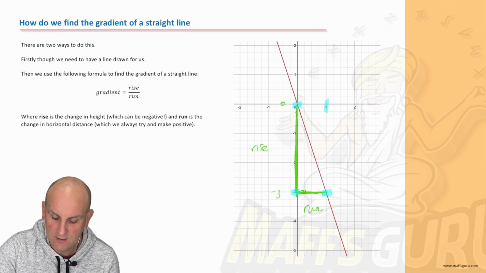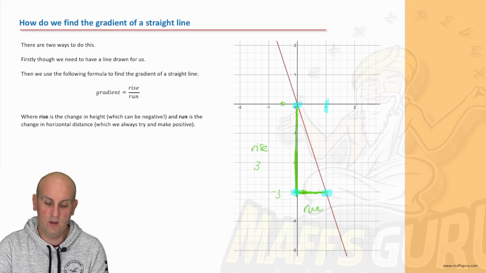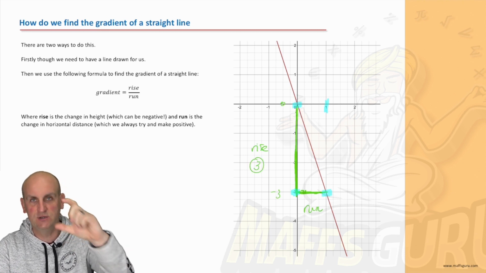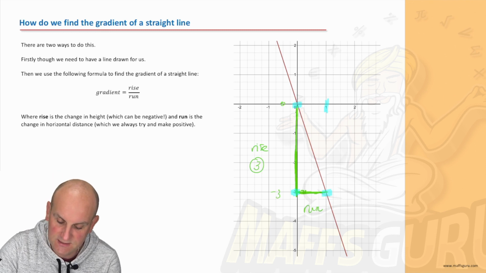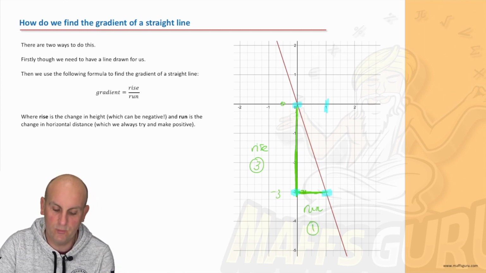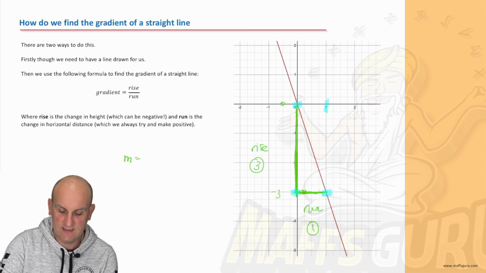So that is, well, we can either write 3 or we can write -3. Now, I tell you what, I normally write 3. I'm just interested in the number of squares. How many run has it gone? Well, it's gone from 0 to 1, so it's got a run of 1. So my gradient in this case must be rise, which is 3, divided by run, which is 1.